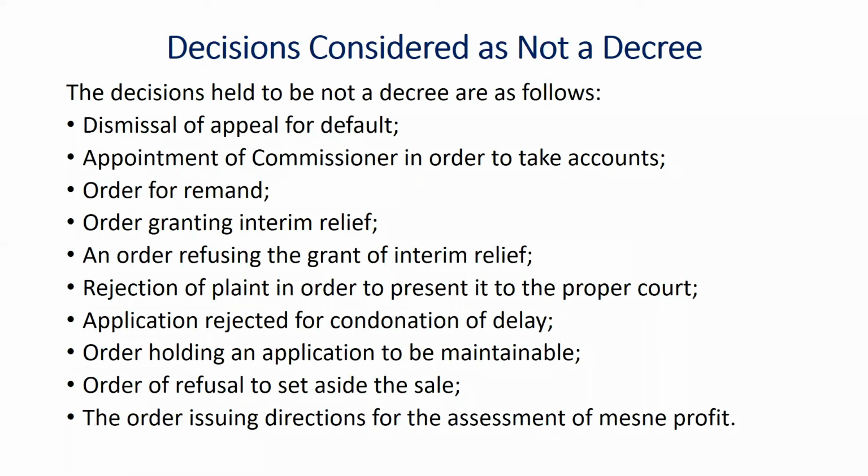Appointment of commissioner in order to take accounts, order for remand, order granting interim relief, an order refusing the grant of interim relief, rejection of plaint in order to present it to the proper court, application rejected for condonation of delay, order holding an application to be maintainable, order of refusal to set aside the sale, the order issuing directions for the assessment of miscellaneous profit.